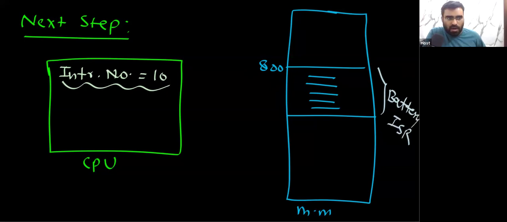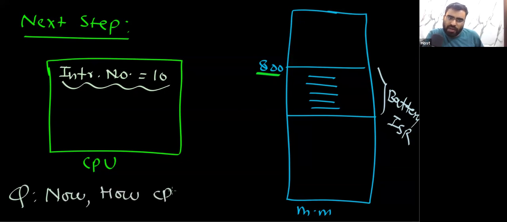Now how to find this location? This is my question. The CPU knows that the battery has interrupted, but now the CPU needs to execute this program, this battery ISR. But how will the CPU find the address of this ISR? So this is our question: how does the CPU find the battery ISR address?